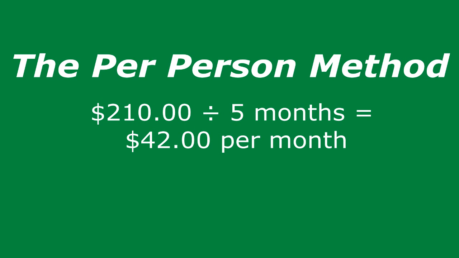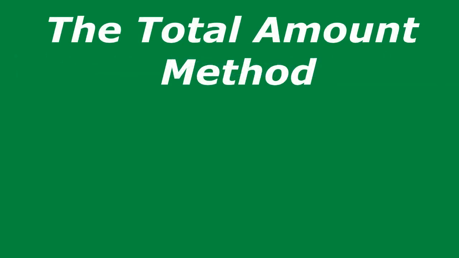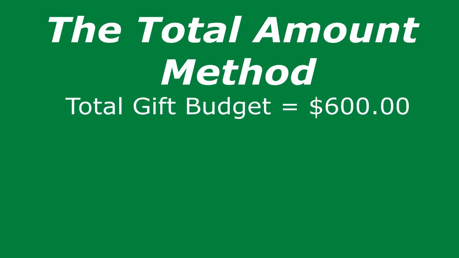And that gives me $42 a month that I need to save in order to hit my holiday gift budget. And so then the third way that you can go is, let's say that you have a dollar amount in your mind that you want to spend for gifts across the board. We're not going to talk about anybody individually. You just have, let's say, $600 in your mind that you want to spend for Christmas. Okay? Now, how much does that give you per person?